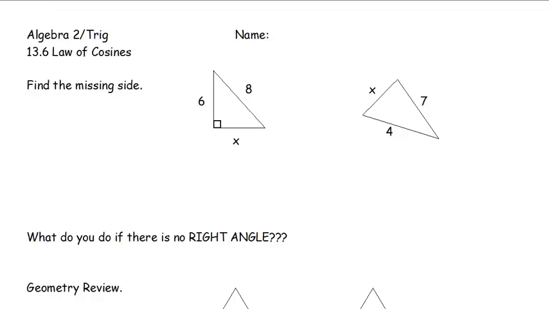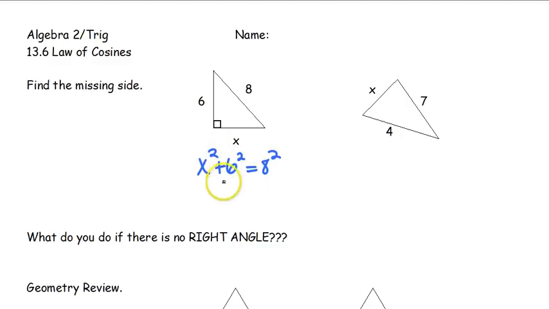Today's video will be on 13.6, the law of cosines, and we're going to start with some geometry review because we're going to need this for our law of cosines. When we look at our first triangle, we think to ourselves, how can I solve for that missing side? Because I have that right angle and I have two sides, I can use Pythagorean Theorem. Pythagorean Theorem says side squared plus side squared is equal to my hypotenuse squared.